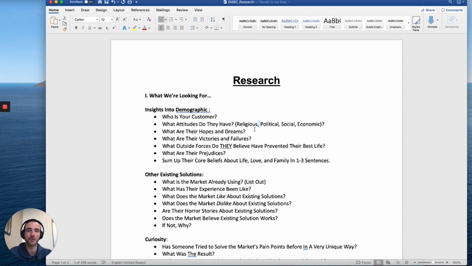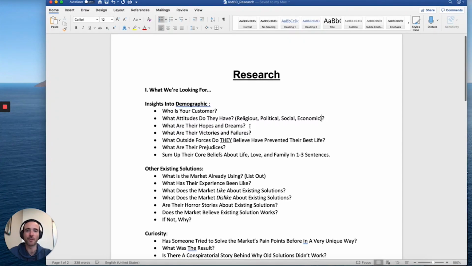And same thing with economic too, right? If they're lower class, middle class, upper class, are they retirees? Are they big savers? Are they big spenders? Are they big shoppers? We want to understand their attitudes about the economy in general and things like that. What are their hopes and dreams? Super important because we want to know what they are really looking to achieve, not just as far as the product goes, but in life, right?